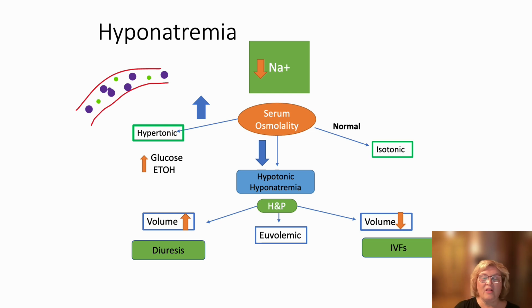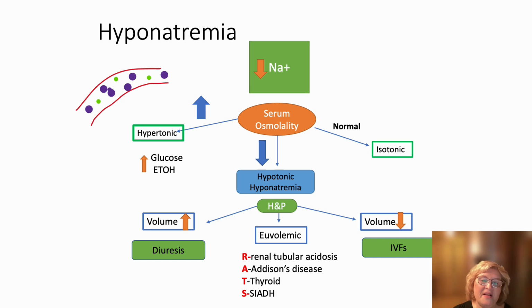What if we're euvolemic? Volume is not an issue. It's not either up nor down. Then we're going to look at several possibilities. And you can look at this in the acronym RATS. One of them, renal tubular acidosis, Addison's disease, a thyroid imbalance, or SIADH. We won't get deep into SIADH in this lecture because we're going to talk about it later, but these are some of the causes of euvolemic hyponatremia, and we would need to treat the underlying causes. So that is sodium imbalances in a nutshell.